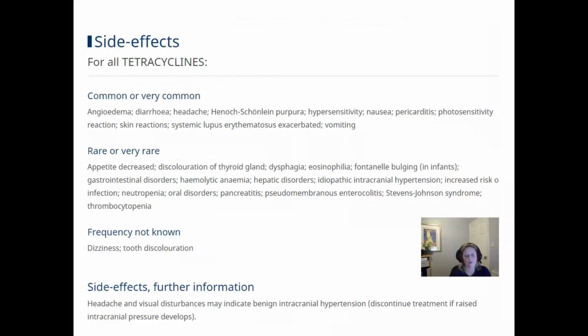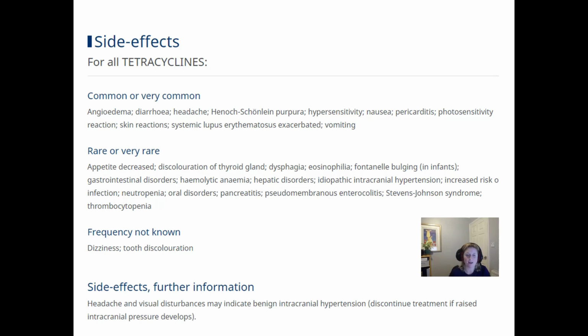All that information that was in the summary of product characteristics is summarised within the BNF, and this is in the BNF, the side effects for tetracyclines. So doxycycline is the name of the medicine, and tetracyclines is the drug class that the doxycycline belongs to. It says for any patient that's been prescribed doxycycline or a tetracycline, it's common, so 1 in 10 or 1 in 100 patients may experience angioedema. We'll talk on the next slide about what that is.